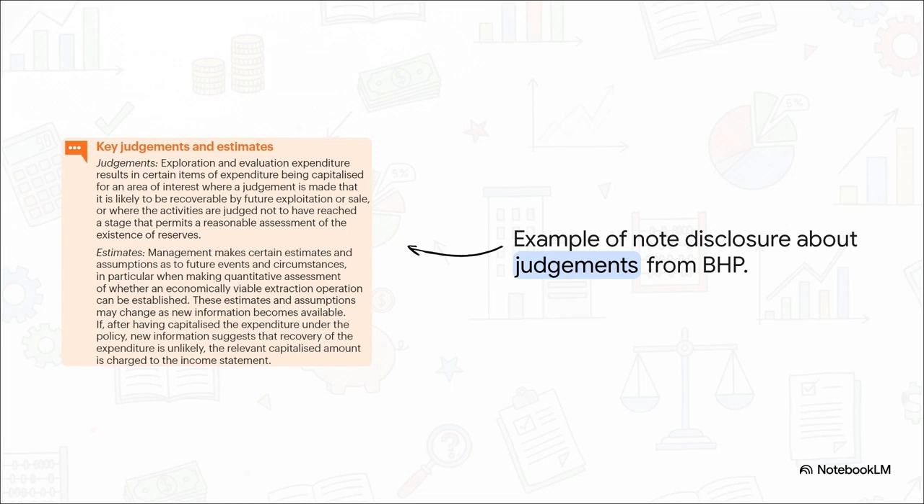Consider this real-world example from BHP's 2019 annual report. Management constantly has to make estimates about future events, like, specifically, whether an economically viable extraction operation can be established. If their assumptions change down the line and they decide, well, recovery is unlikely, massive amounts of capitalized expenditure are suddenly charged directly to the income statement. So a simple change in an executive's estimate about the future can literally wipe millions off the profit line today.